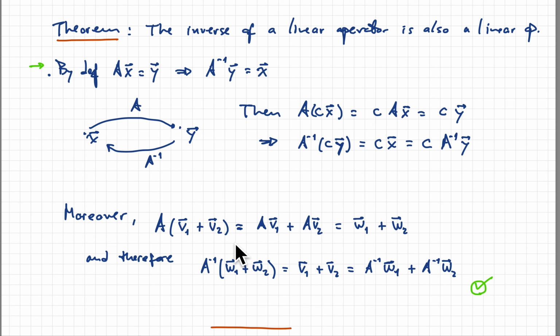We need the property of the sum and the property of the product by a constant. And that proves then that A inverse, if it exists, is also going to be a linear operator. So in other words, the inverse operator inherits the linearity properties of A.